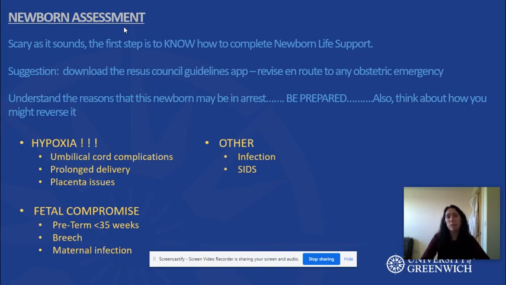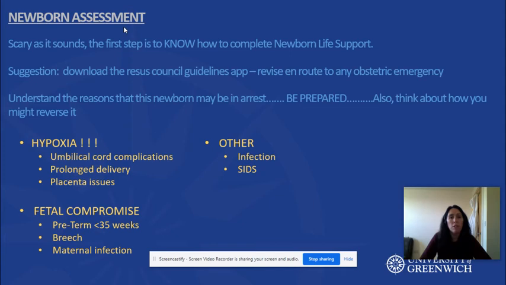So my advice to you is learn this, know it, know what can go wrong, how to fix it if you can do, but also get the app on your phone and revise it on the way to the job. And I mean that for any delivery. I don't mean it like when you think that the baby's in danger of dying. I mean it every time you're going to an obstetric call, be prepared to resuscitate the baby. Okay, so there are three main areas which cause the baby to come out in arrest or to need a little bit of help to breathe, which is the better way of putting it.